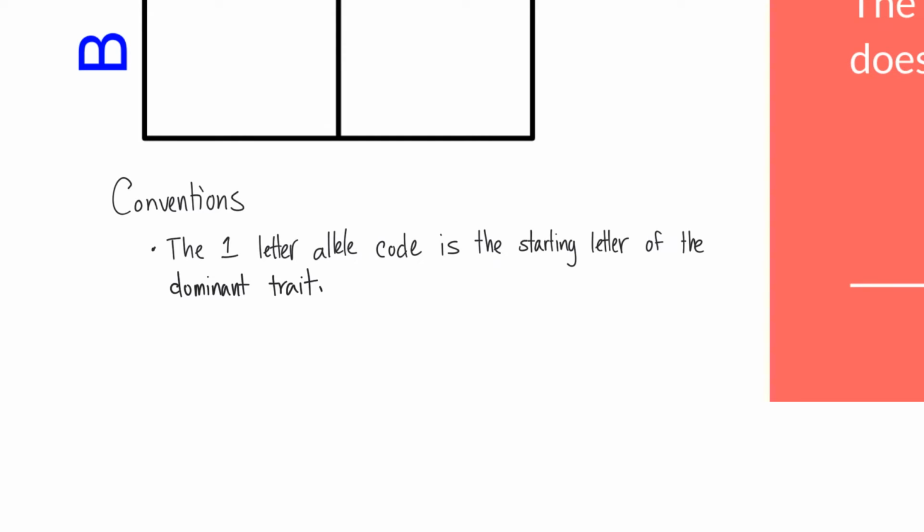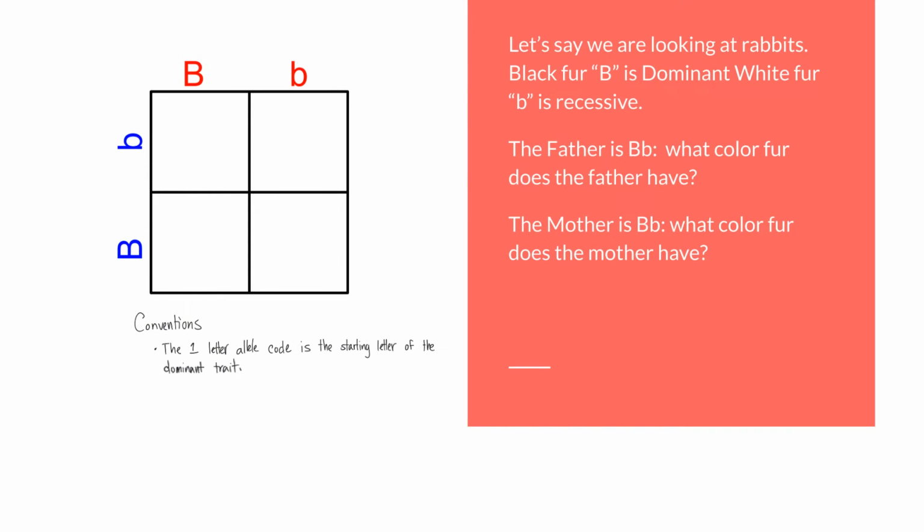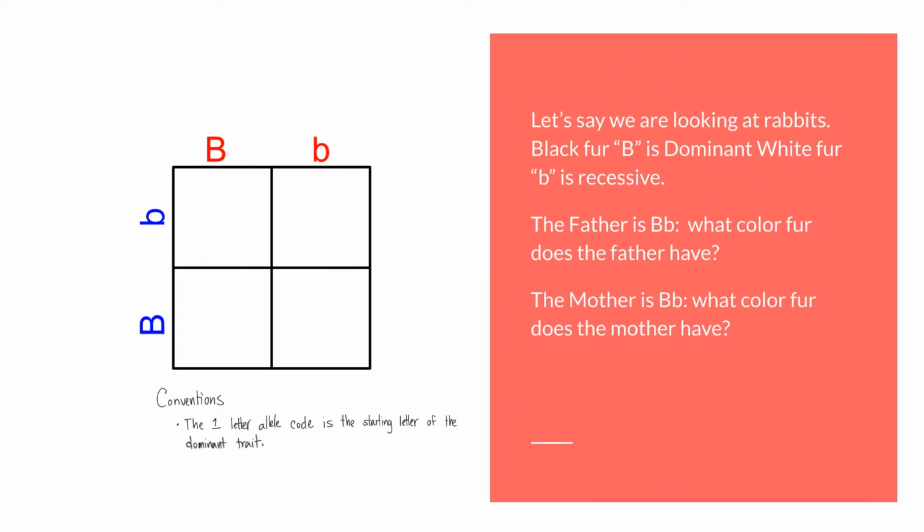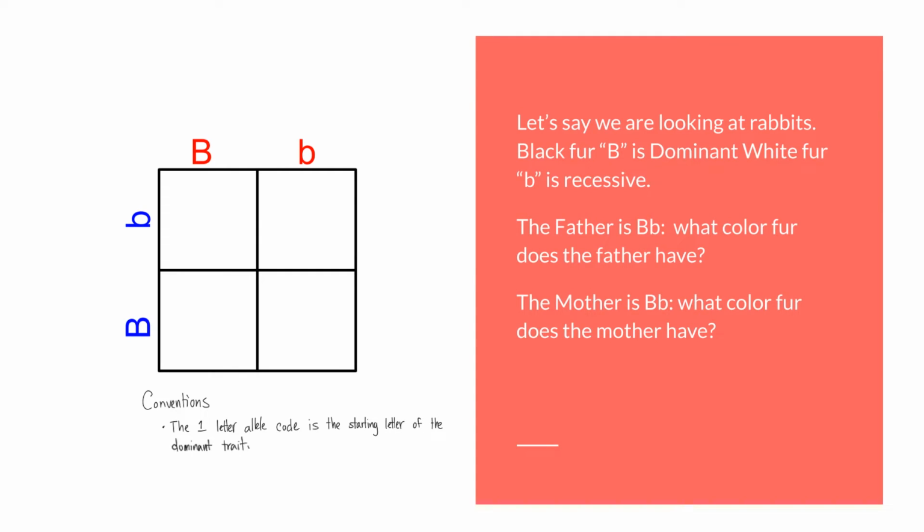In this example, we're looking at fur color for rabbits. The dominant trait is black fur, so we're going to use the letter B. The recessive trait is white fur, but we don't use a W for that recessive trait because we use that same B, since black fur is dominant.